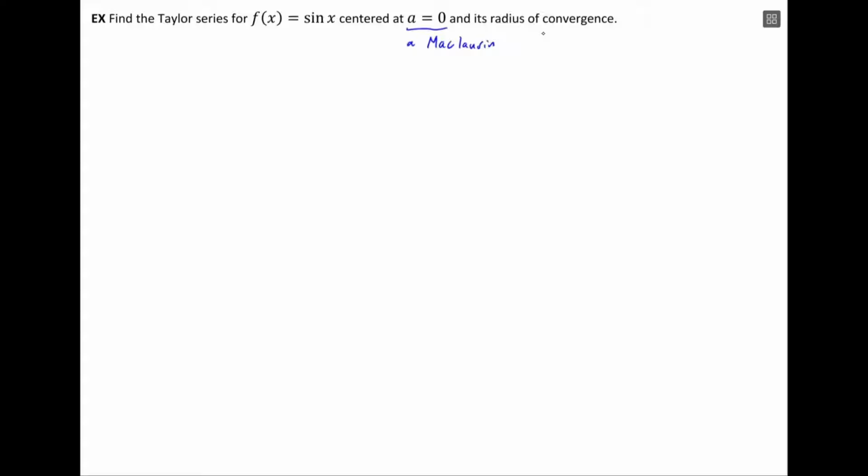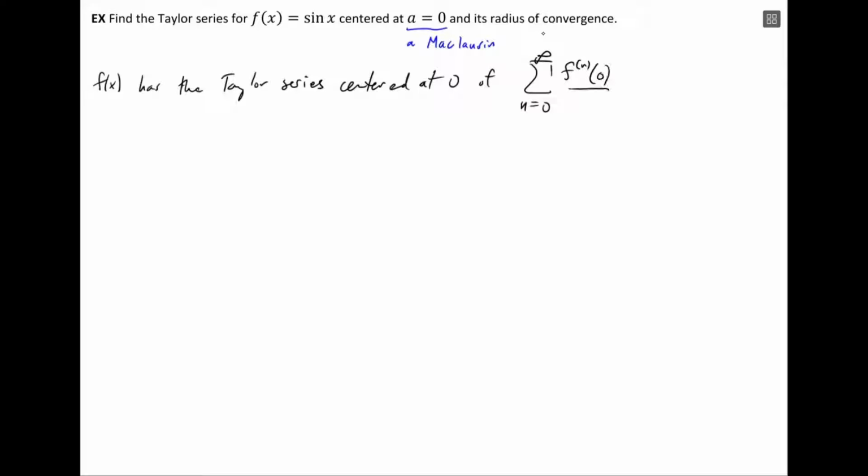I'll write it down again. So f of x has the Taylor series centered at 0 of the sum from n equals 0 to infinity of the nth derivative evaluated at 0 divided by n factorial times x to the n. Okay, and we're going to build our table again.